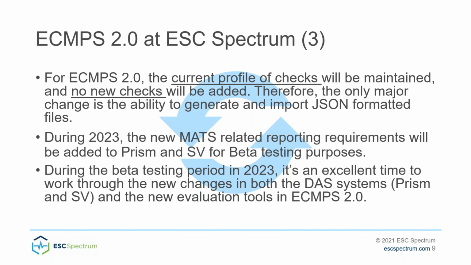And during the 2023 time period, the new MATS related reporting requirements will be added to PRISM and to StackVision for beta testing purposes. Those reporting requirements will not initially be there, but the beta testing phase begins for those. Then ESC Spectrum will add that functionality into the tool as software applications for PRISM and StackVision.